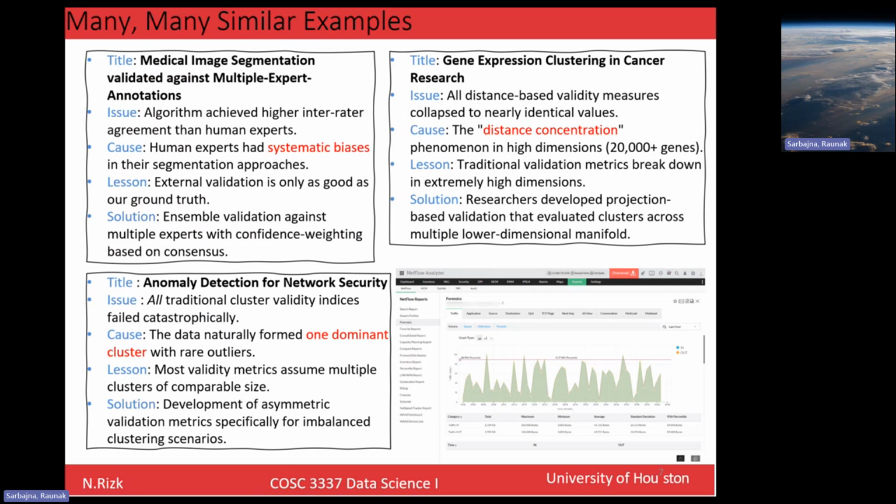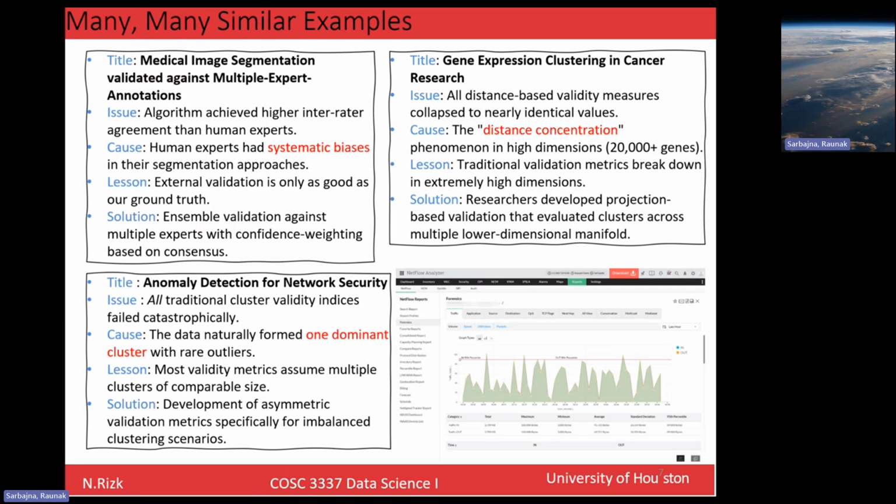There are solutions for it. In the paper that I'm talking about, they did ensemble validation. Ensemble validation means they brought in different experts and different rating schemes, and they combined all of them together to find better consensus and much better agreement to overcome these systematic biases. But these are heavily field dependent. It depends on exactly what model you're trying to solve and what cluster you're trying to find.